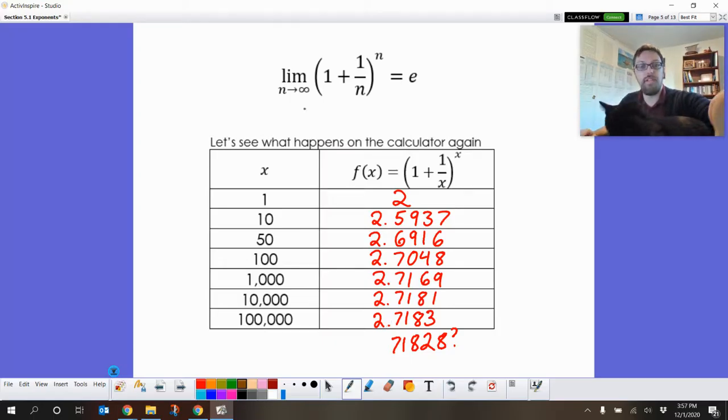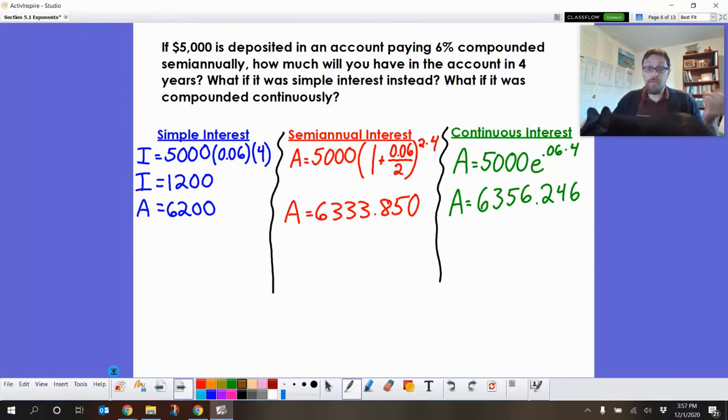There's this cool thing called a limit. We'll do that in calculus. We're not doing it right now. So here are some examples of us actually calculating that interest. It's just a plug and chug type situation.